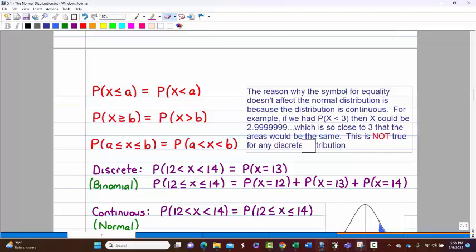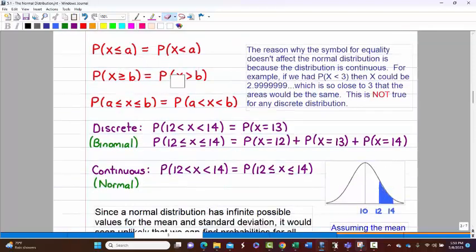So that's the reason. It's just because you're measuring this continuously. You're not jumping down to the next value below 3. All right, so like I said, you do not have to worry about that. Just go with what I said over here, that the equal has no effect in a normal distribution.